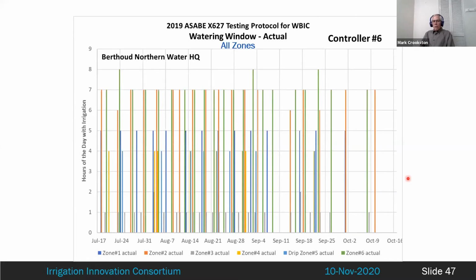Now, another thing that's important in testing controllers is what watering window is required, because as soon as municipalities go to watering restrictions, you're constrained on which days or which hours you can water. So this is a real quick look at any hour in which a zone had a minute of run time, and we total those up day by day. And you can start to see that with controller number 6, there were zones that were typically running 7 hours.